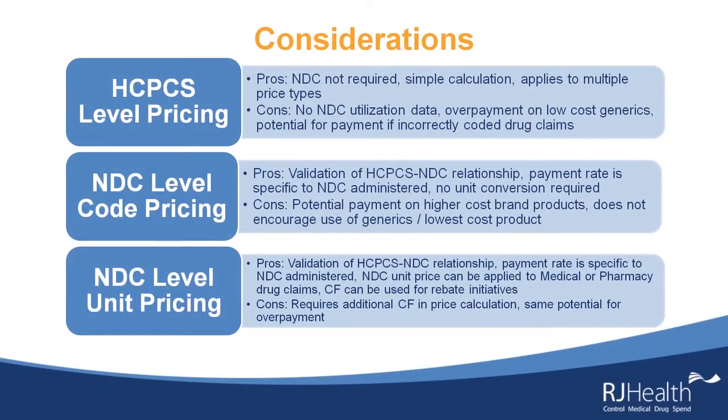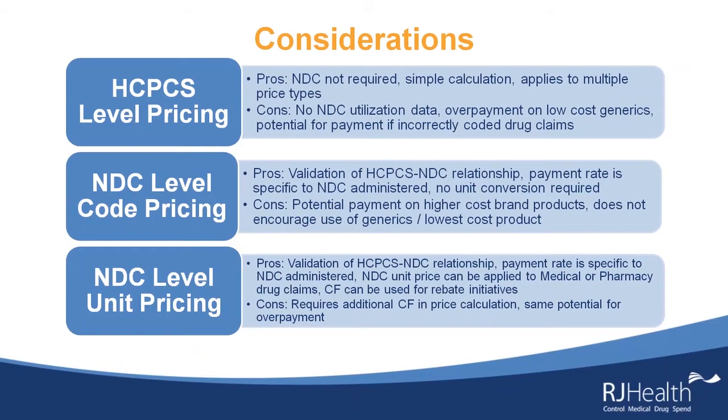So we've seen a few different ways to go about paying the medical covered drugs. Obviously the HCPCS level, the NDC level code pricing, so paying NDC level based on the code level reimbursement rate, or NDC level unit pricing, which was our last example, which is paying at the NDC level based on the NDC units. So this slide here, we're going to talk a little bit about some things to consider when trying to determine which is the appropriate methodology for your organization. We'll review some of the pros and cons.